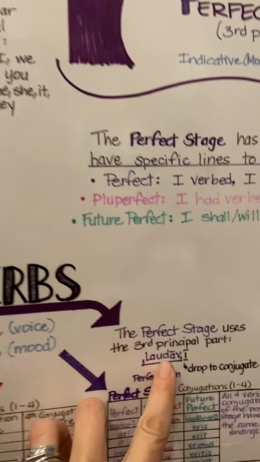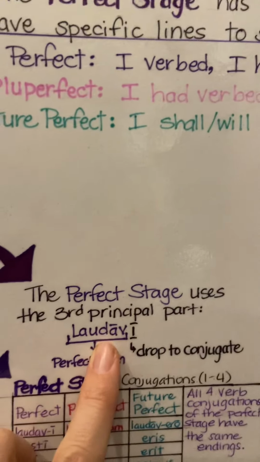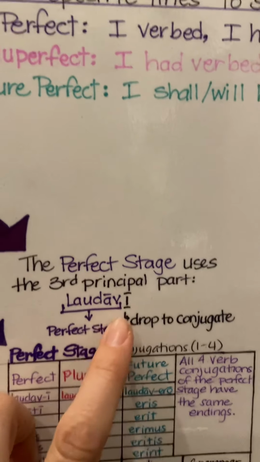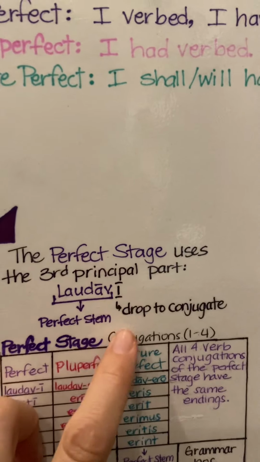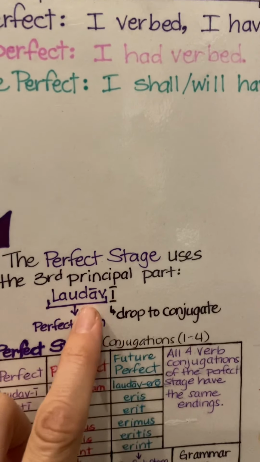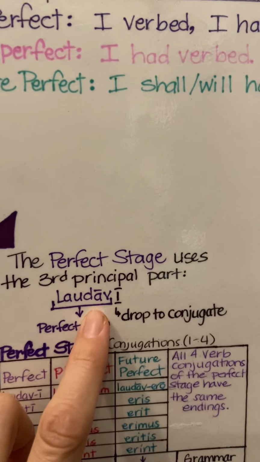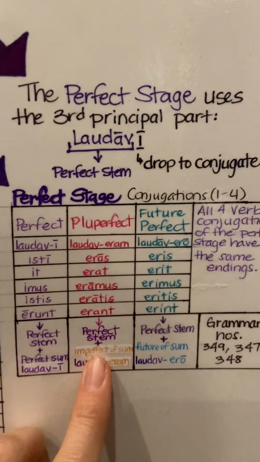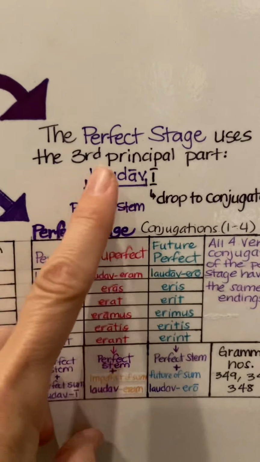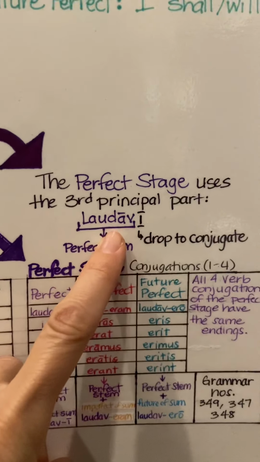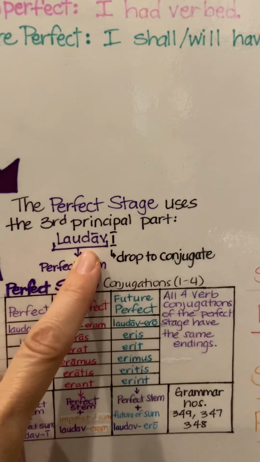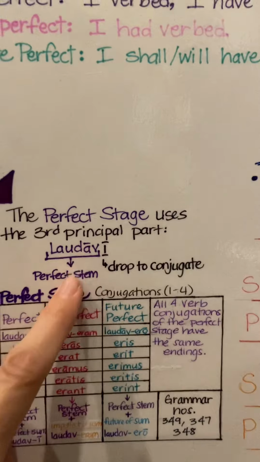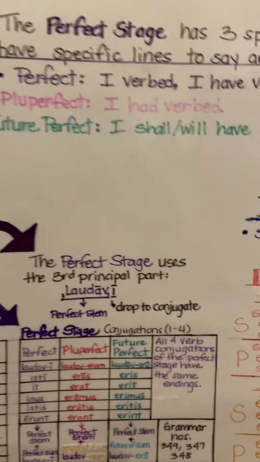All right, so then you'll see here another box around this with an arrow that then walks you over to the verbs that then form the perfect stage, right? The third principal part, that -avi ending, is dropped. The stem is then laud again. And then we have different endings that we'll go over later that are added in order to formulate meaning in sentences for our verbs using the perfect stage.